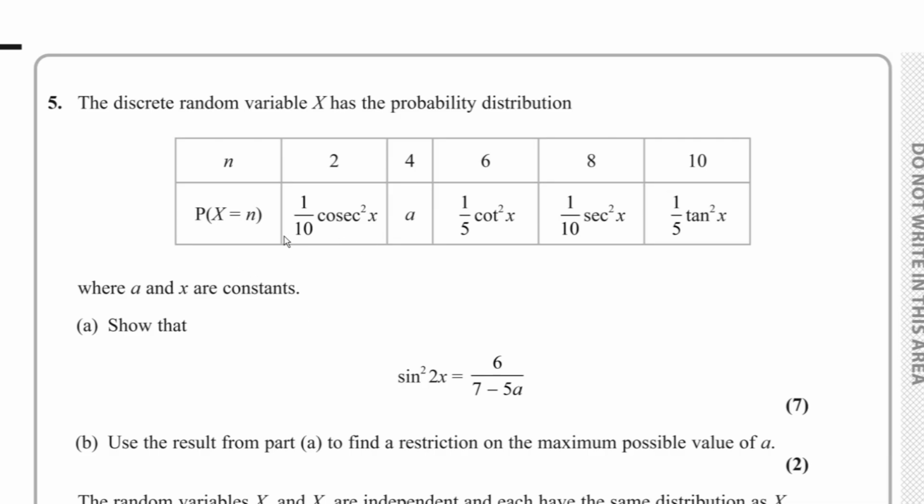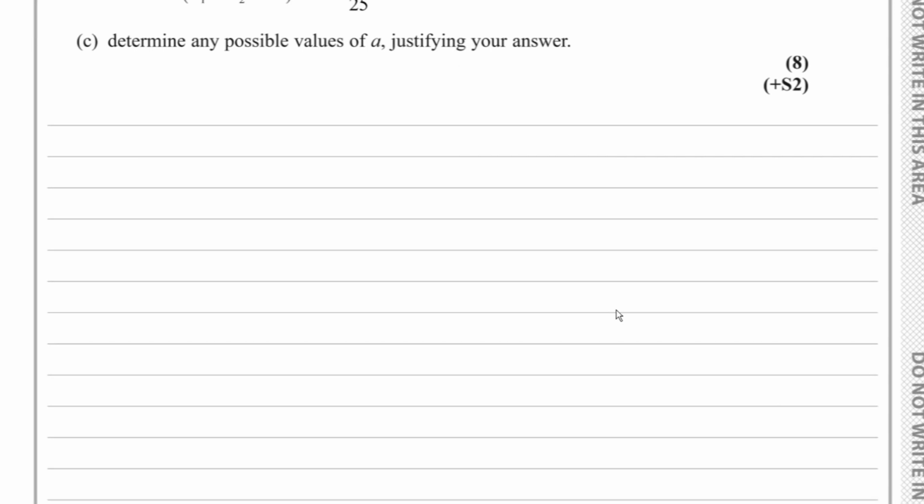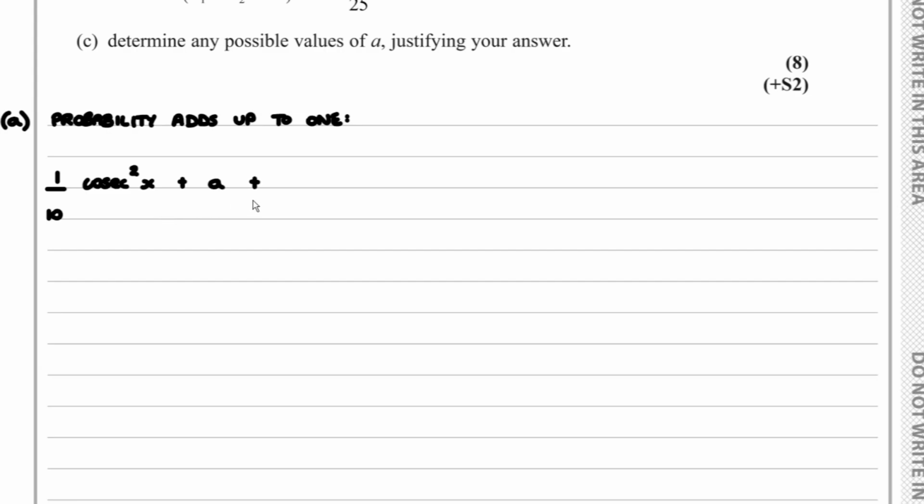Now, what we can do is recognize that probability adds up to 1. So we have to add up each of these probabilities and set the result equal to 1. So we've got 1 over 10 cos squared x plus a, plus 1 over 5 cot squared x, plus 1 over 10 sec squared x, plus 1 over 5 tan squared x, equals 1.